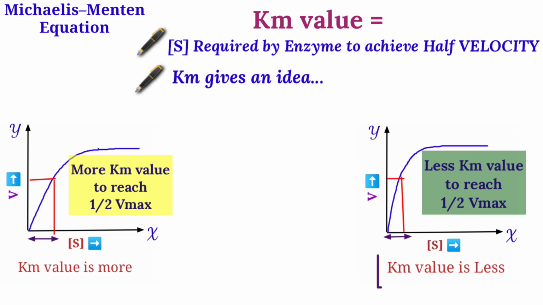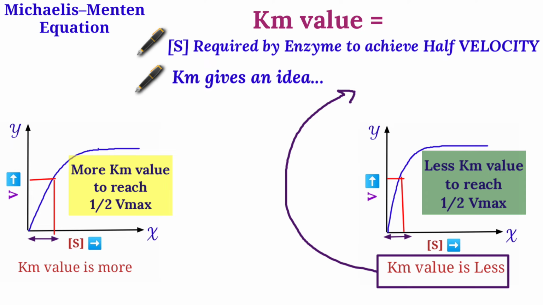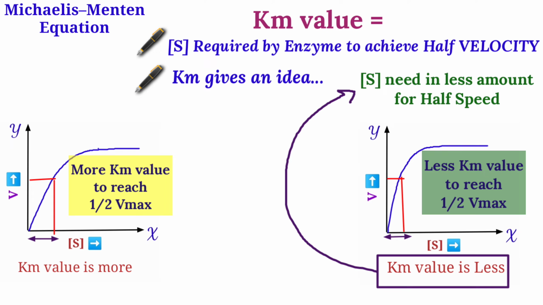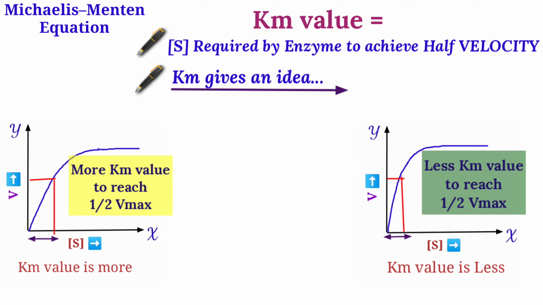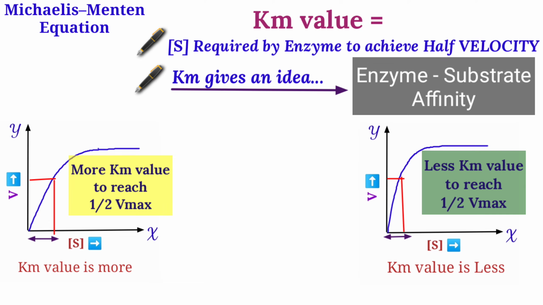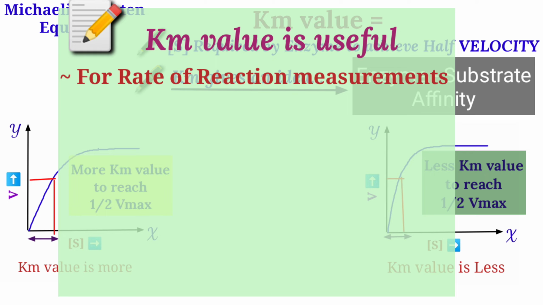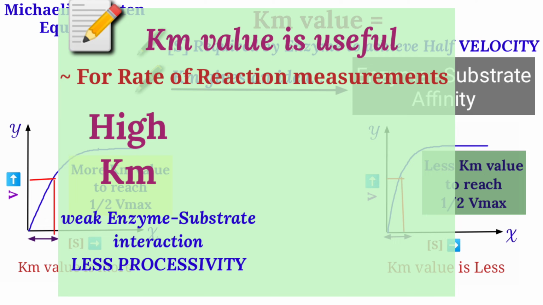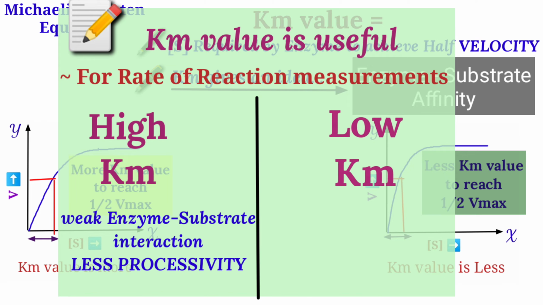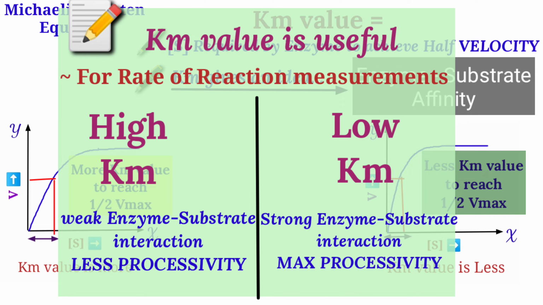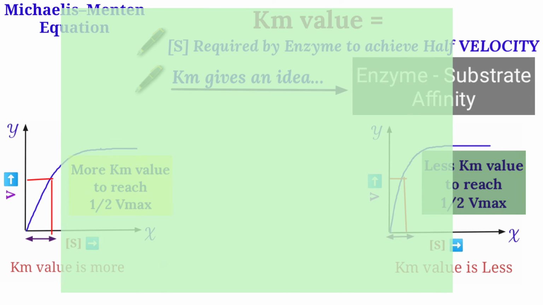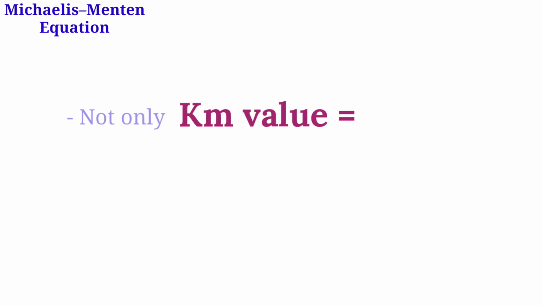What does it mean? Less Km means the substrate concentration requirement is less to attain the half velocity, which is a good thing, no? So it reflects the enzyme and substrate affinity to each other, meaning Km is useful in terms of rate of reaction measurements. High Km means less processivity of that enzyme to carry out that reaction. Low Km means high processivity of that enzyme to carry out that reaction, but Km alone is not sufficient.